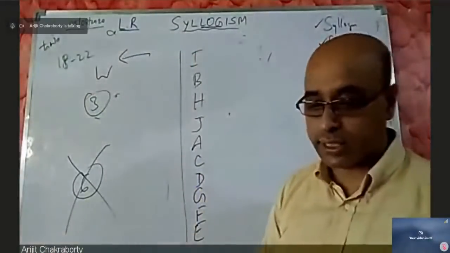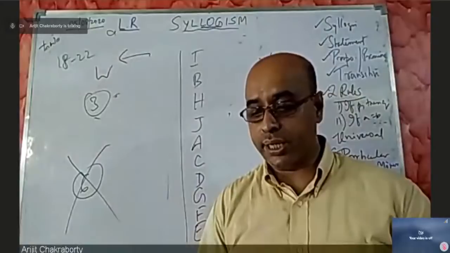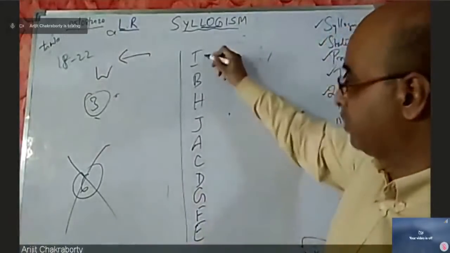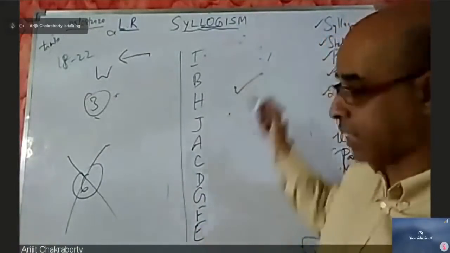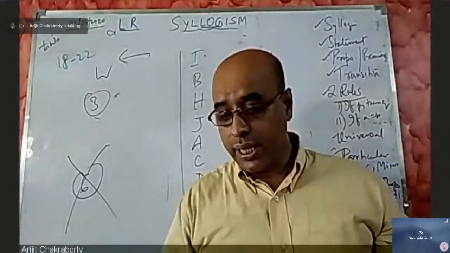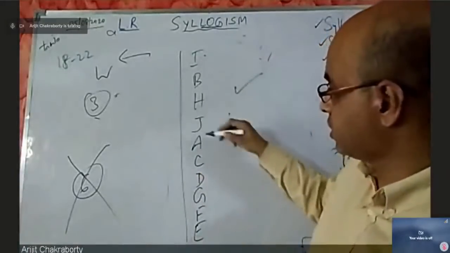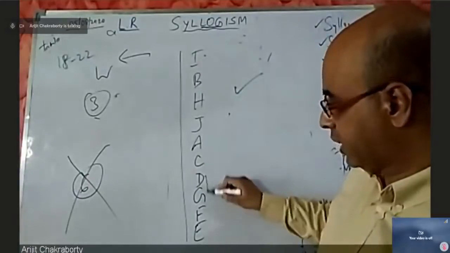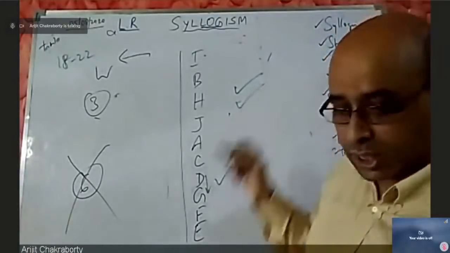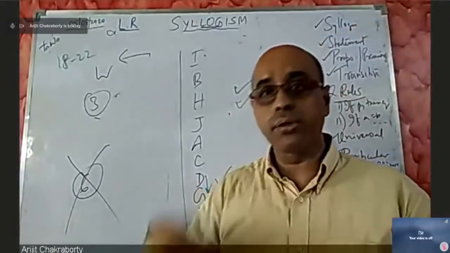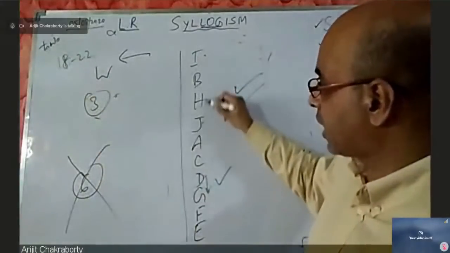First condition says B and F are not sitting on either of the edges. B and F are not sitting there. First condition done. G is sitting left of D. Yes, left of D, done. Second condition done. H is sitting to the right of J.